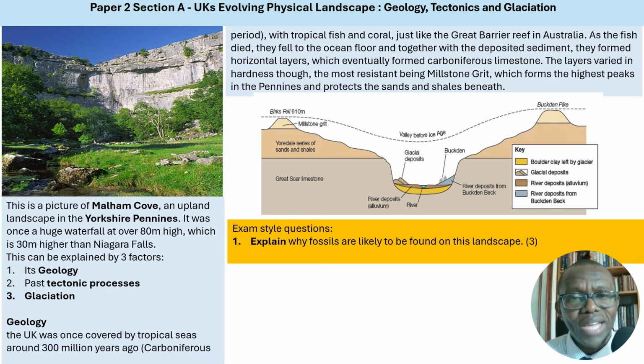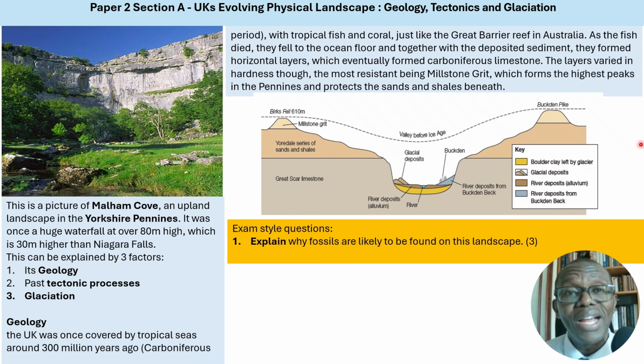So let's discuss geology, tectonics, and glaciation further. Now, this picture here that we have is of Malham Cove, which is an upland landscape in the Yorkshire Pennines. Now, it was once a huge waterfall at over 80 meters high, which is 30 meters higher than the Niagara Falls. Now, this can be explained by three factors. Number one is its geology, so the rock type. Then number two, past tectonic processes.